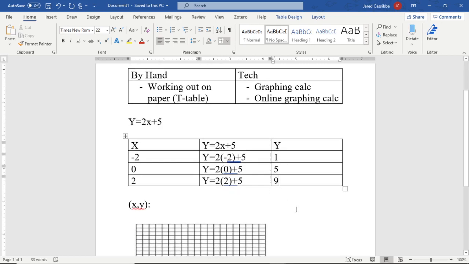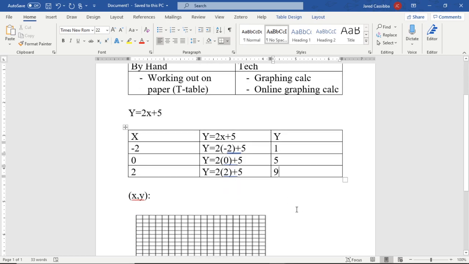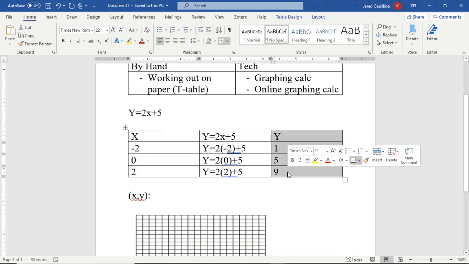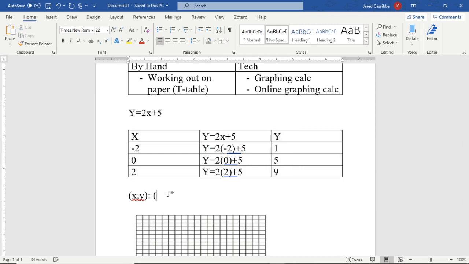Okay. So in order to graph, we need something called points. Points are always x comma y. We have an x column and a y column, so we just put them together. Each row is a point. The first row is negative 2 comma 1. The second row is 0 comma 5. And the third row is 2 comma 9.